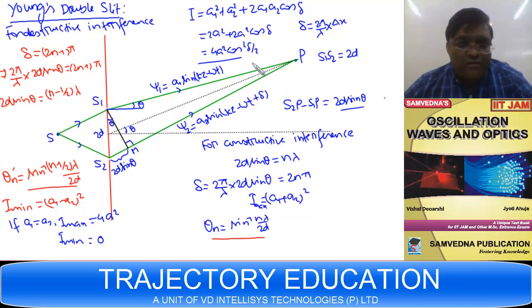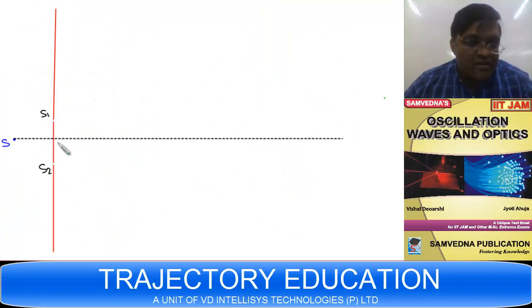So at any point intensity will depend on what is the phase difference between the two waves which is reaching at point P from S1 and S2, right? So this is I min, this is I max. Now I will draw some fringes over here. So intensity of all the maxima is 4a square and intensity of all the minima is 0. I will draw some fringes over here. This is the Young double slit. S1 and S2 are the slits.